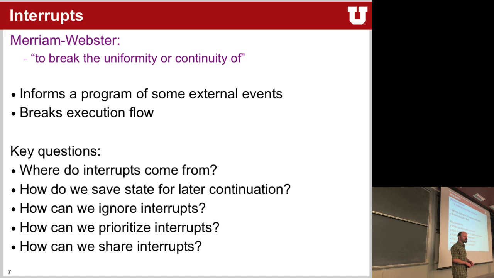Merriam-Webster defines an interrupt as to break the uniformity or continuity of. And that's really all an interrupt is. An interrupt tells the microcontroller, or the core that's calculating and executing your program, to stop its calculations and do something else. Very simple, right? Now, the devil sits in the detail. How do we make this actually work?